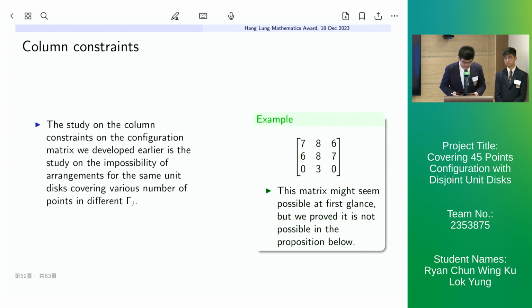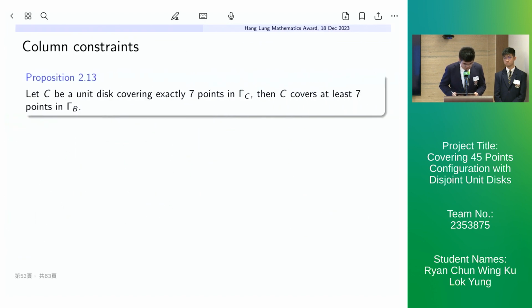Moving on to column constraints, which is a study on the impossibility of combinations of the same unit disks covering various numbers of points in different gammas. In proposition 2.13, we proved that if a disk covers 7 points on gamma C, it must cover at least 7 points on gamma B.